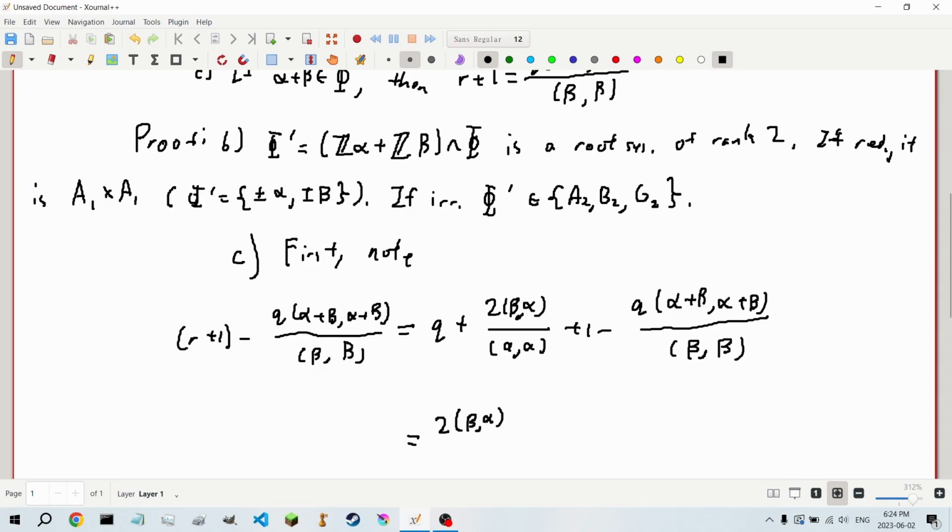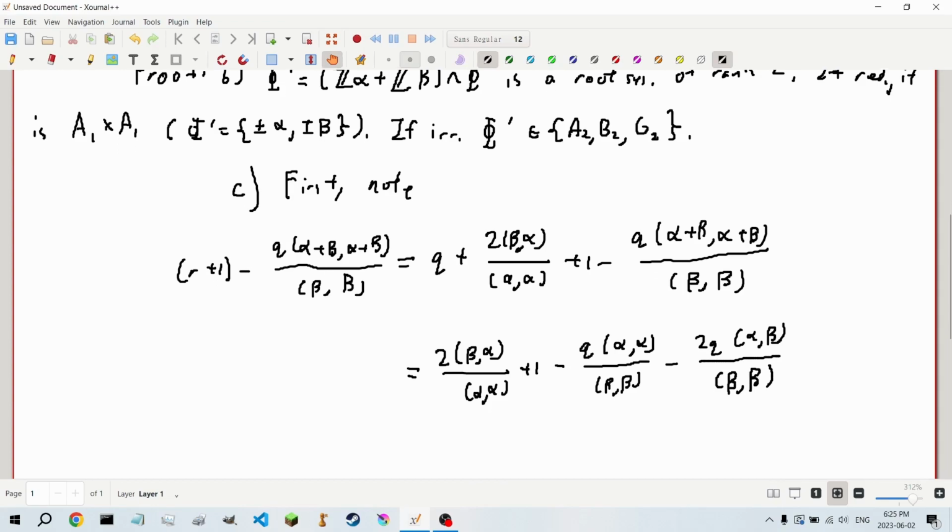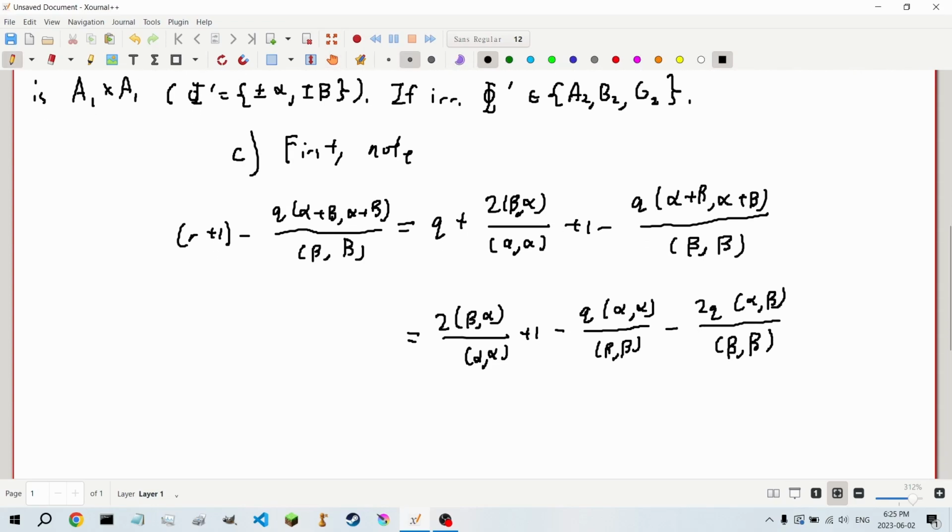Then from here it's mostly just algebra. We bring our 2 beta comma alpha over alpha comma alpha to the front, plus 1 minus q of alpha with beta and beta minus 2q of alpha with beta over beta with beta. This is just having our 2q terms kind of bounce off each other. And the point is that we can then factor this into the angle bracket of beta with alpha plus 1 with 1 minus the q of alpha and alpha over beta and beta.